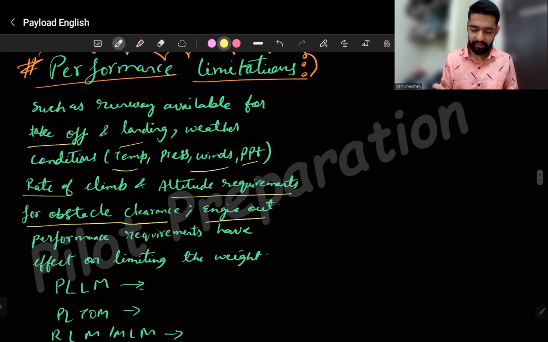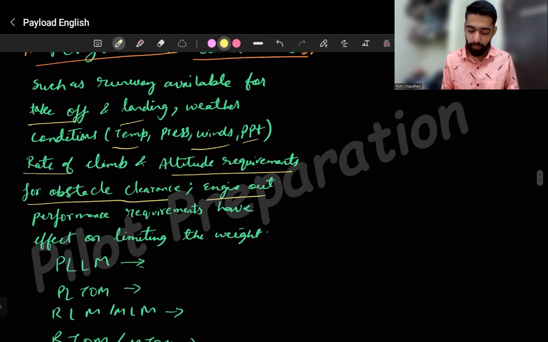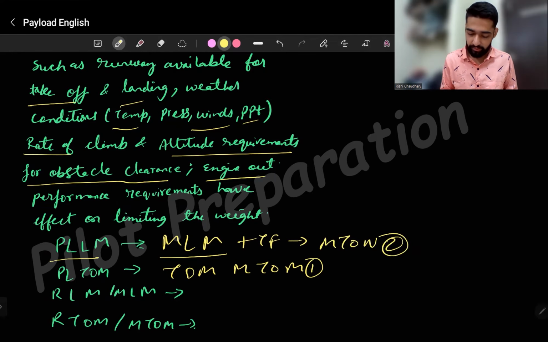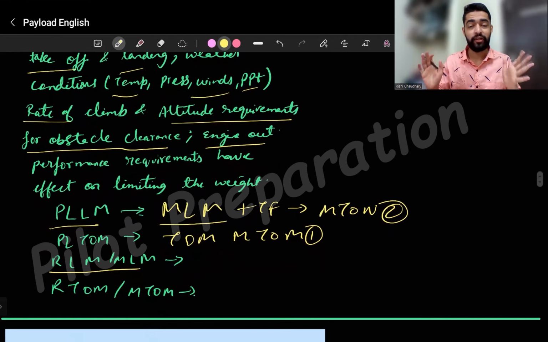So that is the reason, now you know, you don't need to fear the term performance limited landing mass. Performance limited landing mass is nothing but MLM, maximum landing mass. Performance limited takeoff mass is nothing but TOM, takeoff mass or takeoff weight. So we can say this is MTOM1, right? This plus trip fuel will give me MTOM or MTOW2. Then this is RLM. RLM is nothing but restricted landing mass, or MLM again. And RTOM is nothing but restricted takeoff mass. So you don't need to fear these terms. That is the reason I'm teaching you right now, so that you don't need to fear the questions.